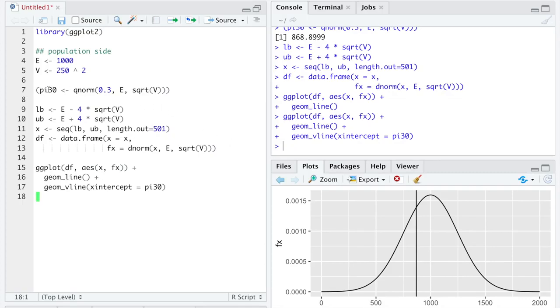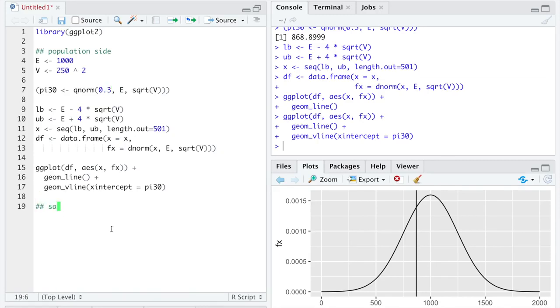Feel free to change pi 30 to, well, really that's just the variable name I chose, but if you want to calculate a percentile or quantile from a normal distribution with some mean and some standard deviation, you could plug in whatever percentage as a decimal you wanted into the first argument of the function named qnorm.